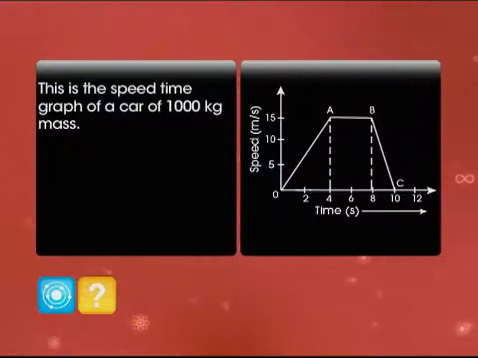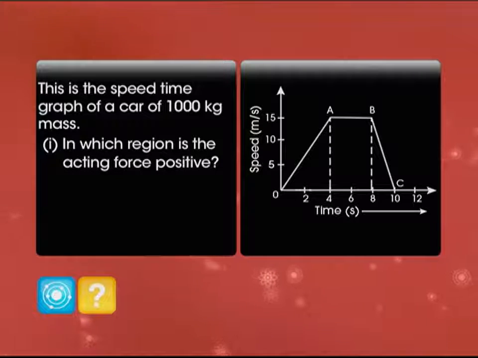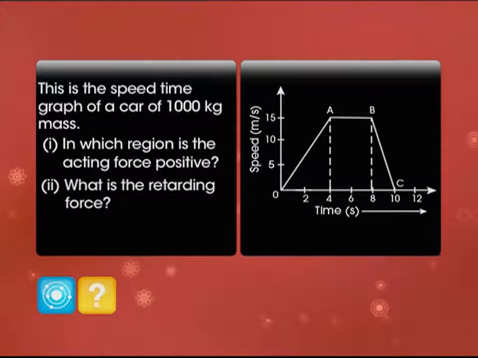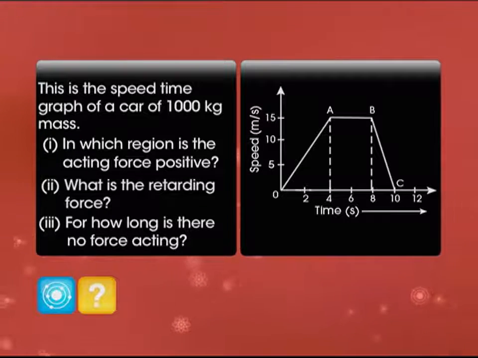Now, I have a question for you. This is the speed time graph of a car of 1000 kilogram mass. From the graph, answer the following. 1. In which region is the acting force positive? 2. What is the retarding force? 3. For how long is there no force acting? So take a while to think about the answer while I take a short break.